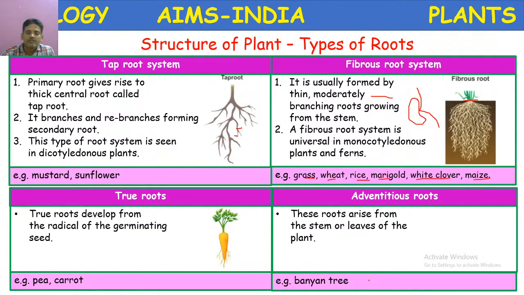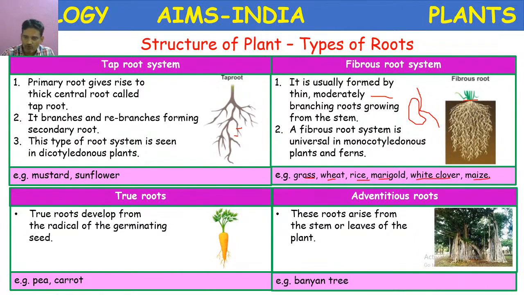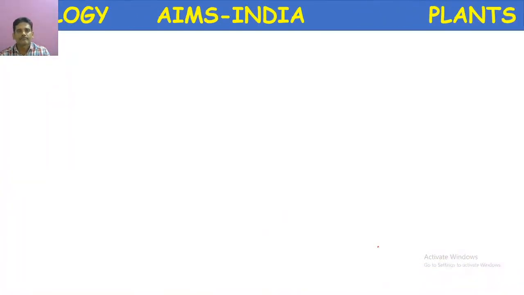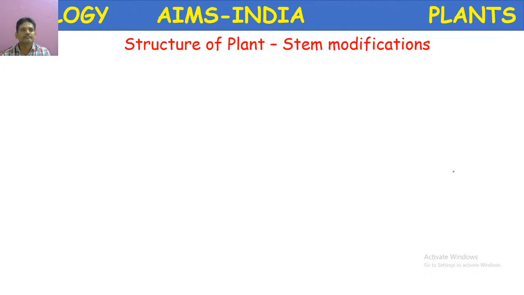For example, stilt roots, and in the banyan tree, prop roots, which develop from the stem. Such roots are called prop roots. So the banyan tree root system is an example of adventitious roots. Let us go for the next slide.